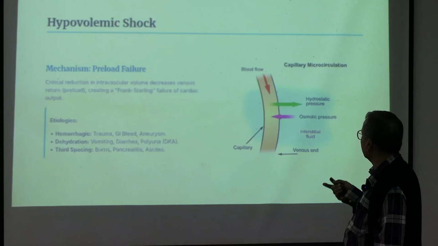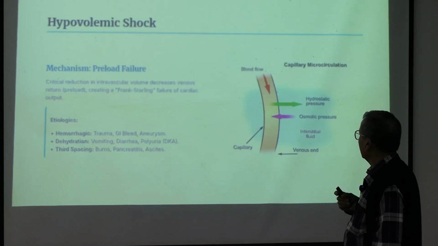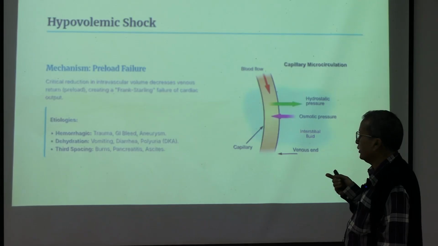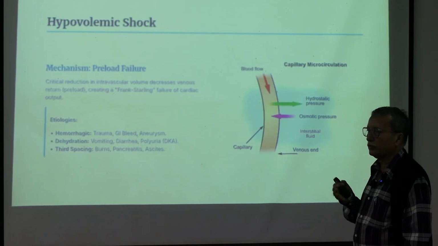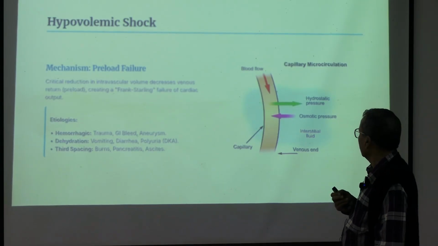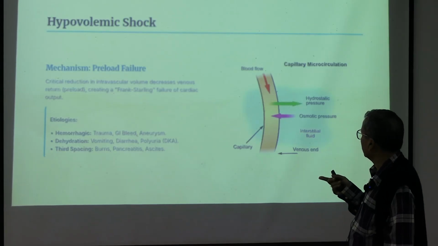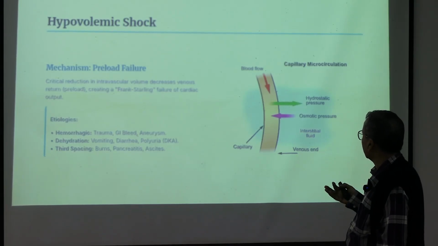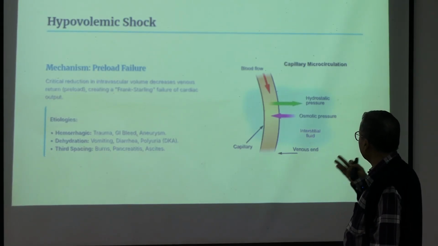Dehydration, vomiting, diarrhea, and polyuria. Third spacing, which means burns. In case of burns, there is exudation of fluid into the extracellular spaces. So in burns, you will find shock-like conditions. Pancreatitis, ascites.